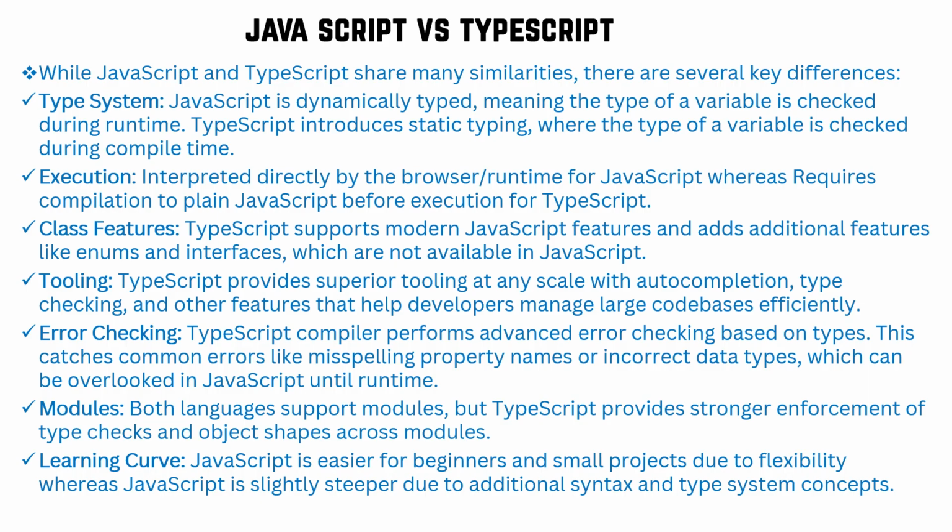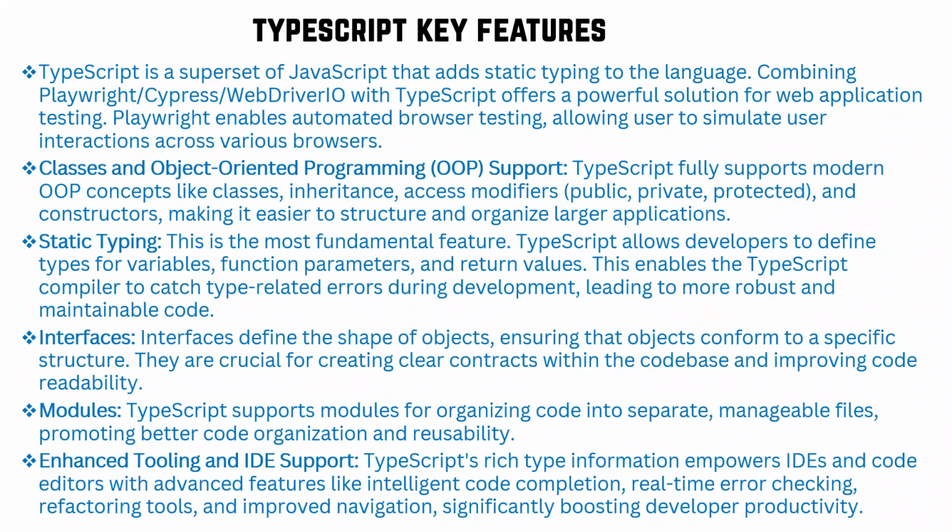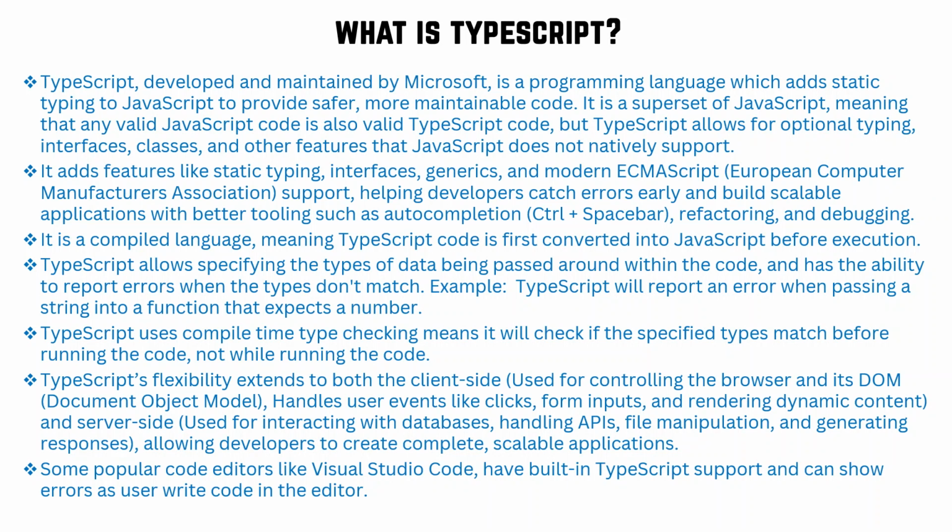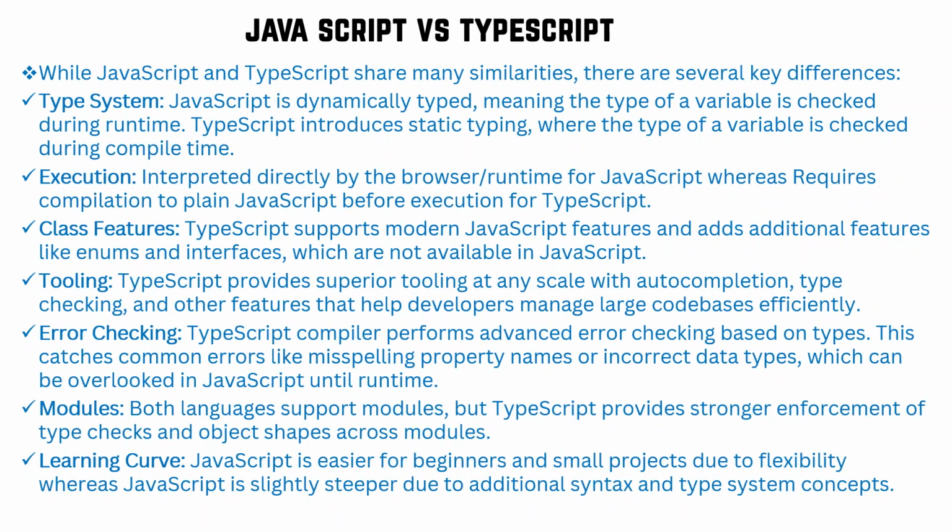Tooling: TypeScript provides superior tooling at any scale, with auto completion, which we already discussed, right? That is nothing but Control plus Spacebar. If you type in any ts file, it will automatically give you the auto completion, which is mostly not available in JavaScript. So TypeScript provides superior tooling at any scale with auto completion, type checking, and other features that help developers manage large code bases efficiently, which JavaScript properly does not support.